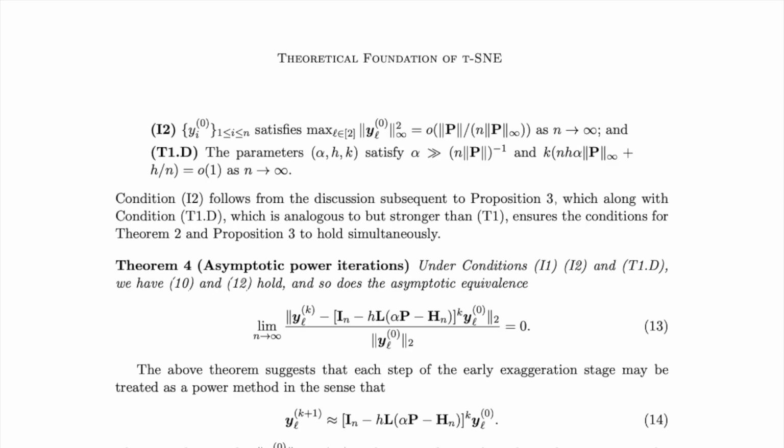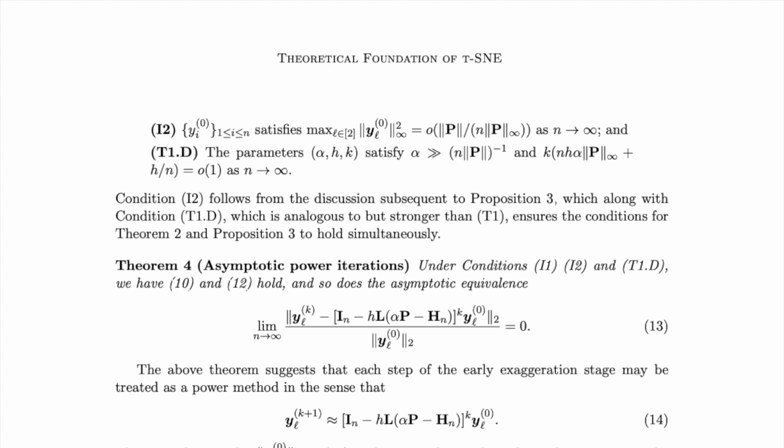I2, y of 0, i, 1 less than or equal to i less than or equal to n satisfies max over i of the norm of y of 0 equal to o of p of n to the minus some power, as n goes to infinity. The parameters alpha, h, k satisfy conditions as n goes to infinity. Condition I2 follows from the discussion subsequent to proposition 3, which along with condition T1d, which is analogous to but stronger than T1, ensures the conditions for Theorem 2 and Proposition 3 to hold simultaneously.